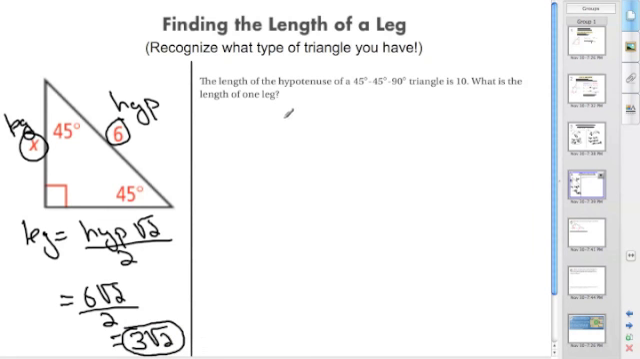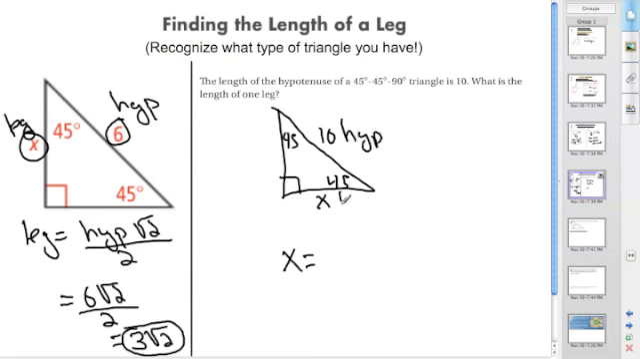Now here's a word problem. They give us a 45, 45, 90. They give us the hypotenuse is 10 to find x. So we know that x equals, again, this is the hypotenuse, x is the leg. It is 10 square root 2 over 2, which equals 5 square root 2. And again, this is simplest radical form.